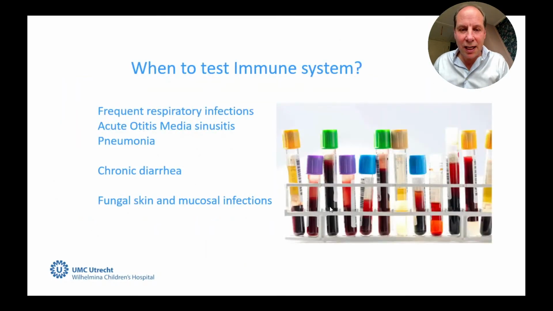So if you think of the people in the network that have a chromosome 11 defect, when should you test the immune system, or when should you think about the possibility of immune deficiency?